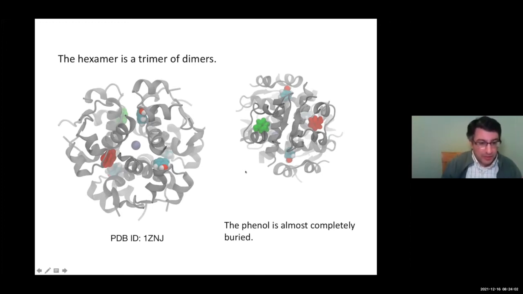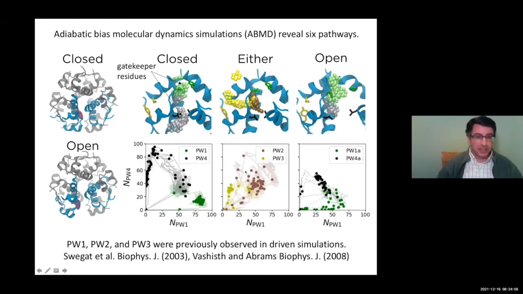Okay, so the first thing we have to do is some exploratory calculations with a view towards being able to generate the initial points that we're going to run unbiased dynamics from. And so we did that through a kind of steered molecular dynamics method called adiabatic bias molecular dynamics. It gently ratchets the phenol out of the binding pocket. The first thing that those calculations show is that the escape channel opens quite easily. It happens quite frequently in our simulations, and that hadn't been seen before.